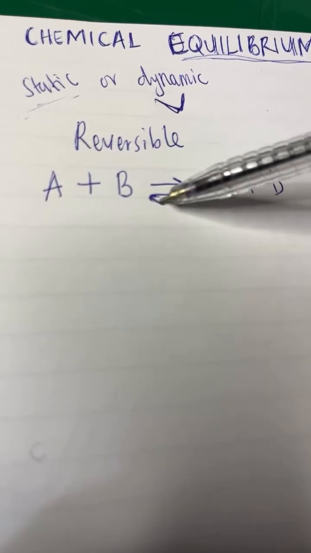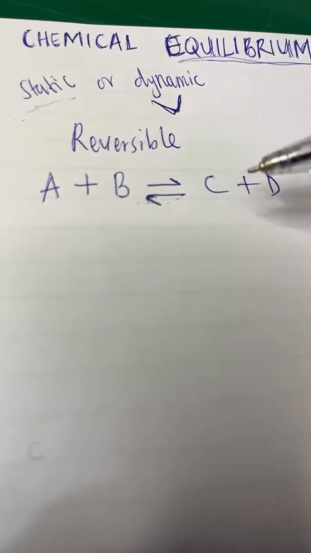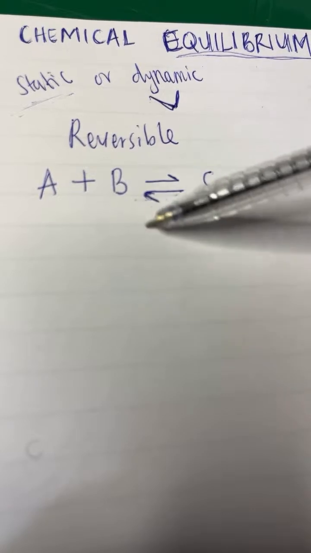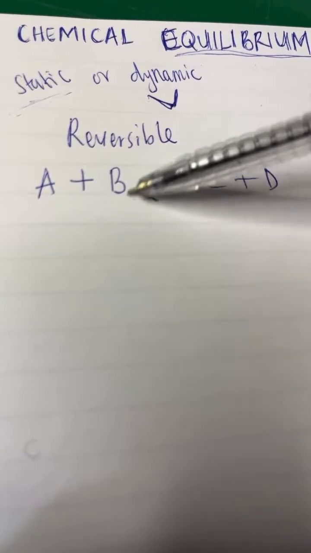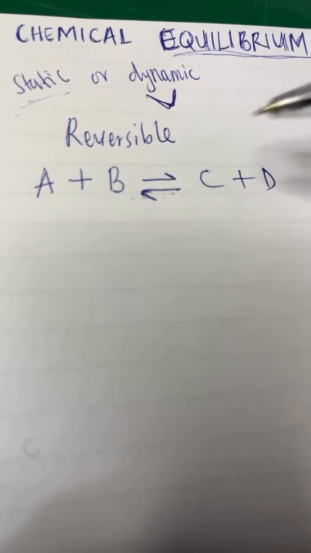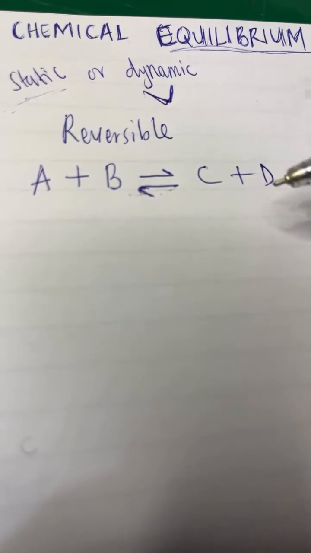So you can see this other arrow too. This other arrow is moving towards this side, and this one is telling us that this is the backward reaction. So these two arrows tell us that this reaction is a reversible reaction. Are you getting me?